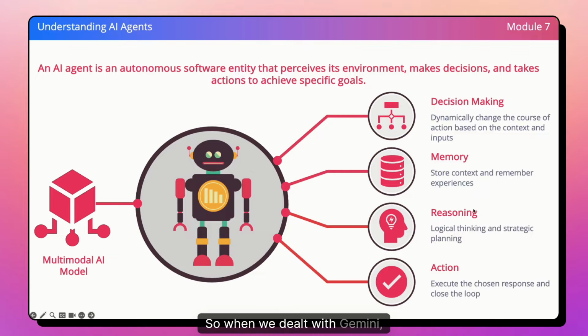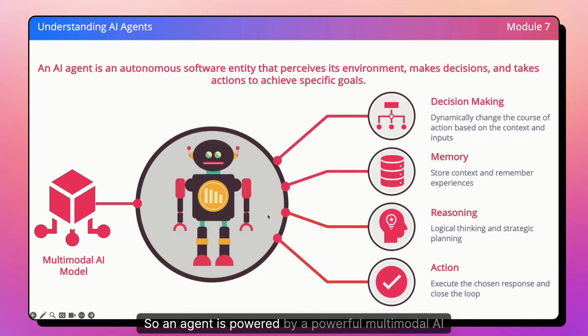So when we dealt with Gemini, we have seen the models can think. So we will enable thinking for the agent by giving it the power of reasoning, which is obviously based on the underlying model. So this is directly proportional to the capability or the power of reasoning of the underlying model that is powering this agent. And finally, it doesn't just tell us what needs to be done, but an agent can go ahead and execute the chosen response and close the loop. So it performs the action, the last mile action. So that is basically an agent.